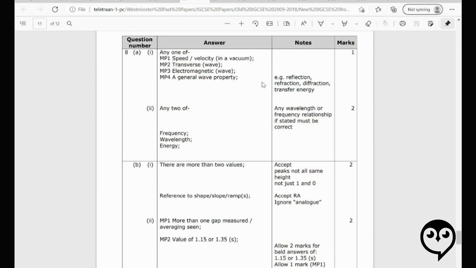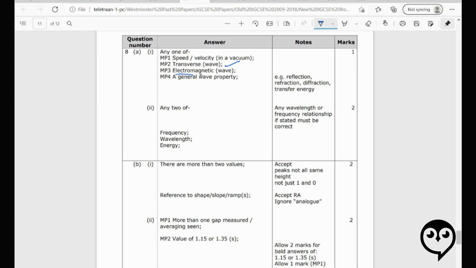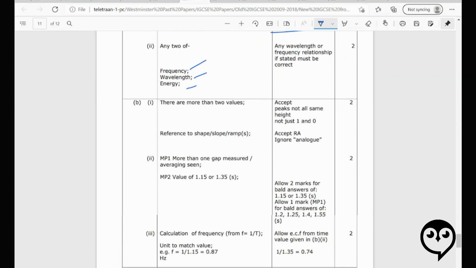So what were some similarities? Same speed, yes, in a vacuum, of course. They are transverse waves. Oh, electromagnetic waves. Yeah, good. Any general wave property means they will reflect, they will refract, they will diffract. They transfer energy, I said. Okay, good. Right. What's different about them? Good. Frequency, wavelength, and energy. Okay, so you got 2 to choose from there.